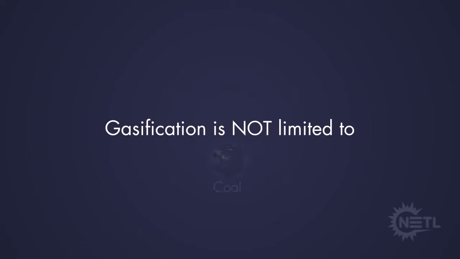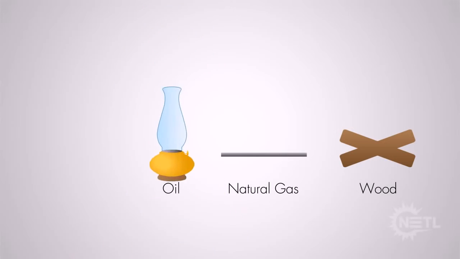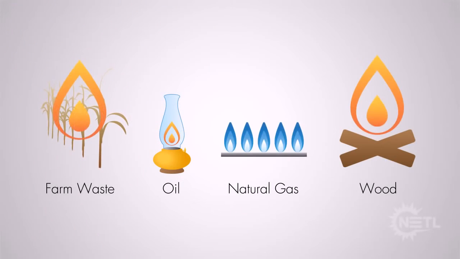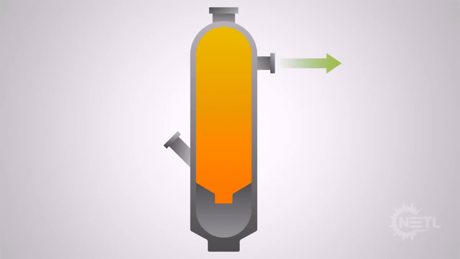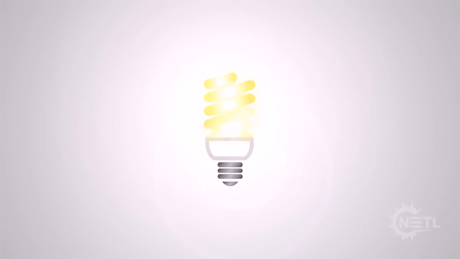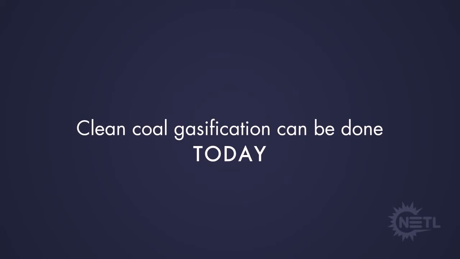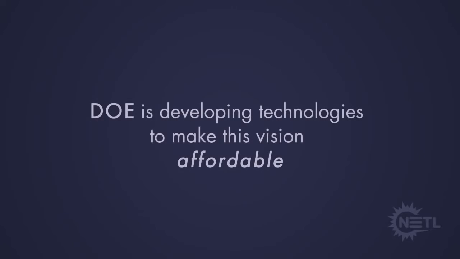But gasification is not limited to coal. Wood, natural gas, oil, and farm waste can all be burned to make heat. They can also be gasified to make clean electricity, clothing, fuel for cars, trucks, tanks and jets, and other products we use every day. Clean coal gasification can be done today. DOE is developing technologies to make this vision affordable.